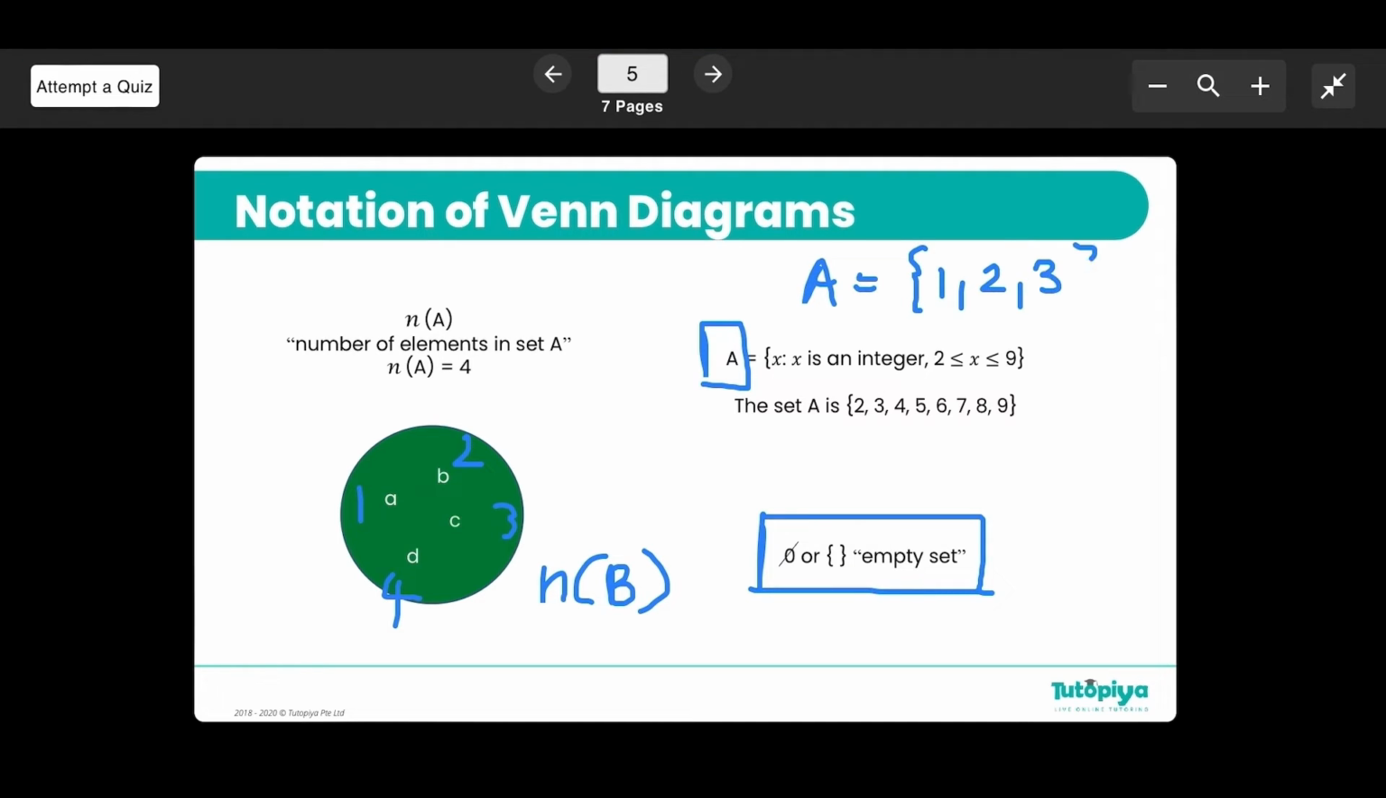Or you can use the other notation that we have here, where they have set A is equal to curly bracket X such that. So that dot there, or the colon there, is basically X such that X is an integer between 2 and 9, including 2 and 9, because we can see that the inclusive symbol is there as well. So following that, we can write down exactly the elements that should be in set A, and we can see that that is 2, 3, 4, 5, 6, 7, 8, and 9, because 2 and 9 have to be included.